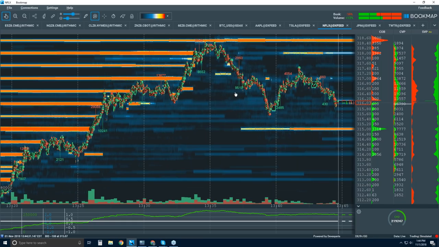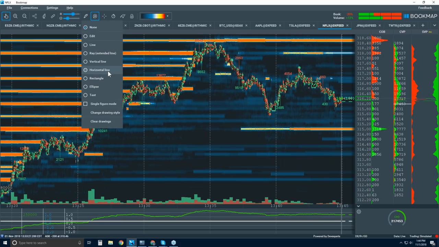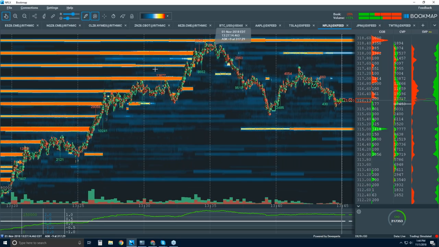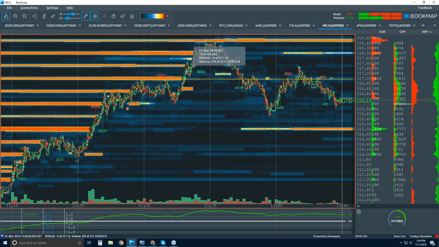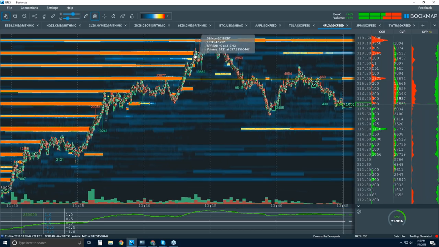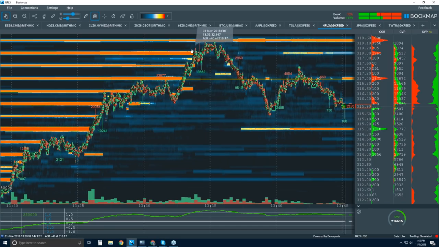Okay, so what we just witnessed here, that's why I wanted to zoom into these areas and check it out, is this little critical area right here at this 317. Okay, this is where we broke from. We see a lot of volume up here, and I wanted to zoom in here and see if these guys were getting filled or not. Okay, and they're staying in the book, and they're getting filled here, right?